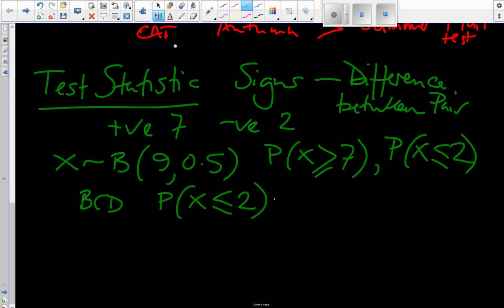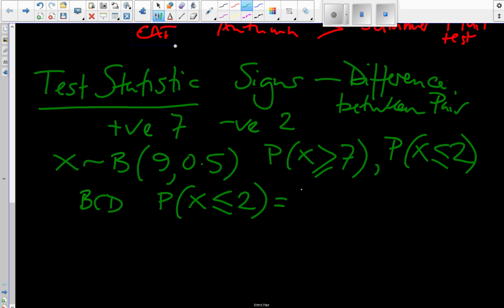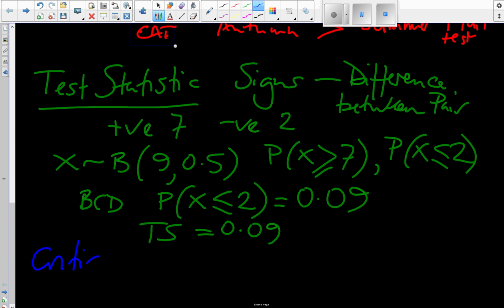Therefore, executing that, we get a figure of 0. The probability of this is 0. I'm going to round that because I don't want to have about 6 decimal places, so it's going to be 0.09. So that's going to be our test statistic. Our test statistic is 0.09. There we go. Now let's have a look at our critical value.